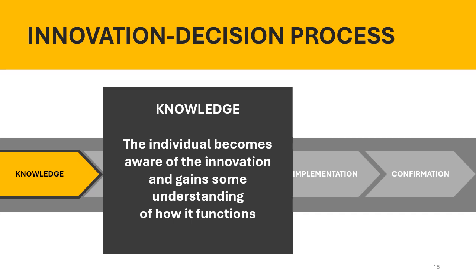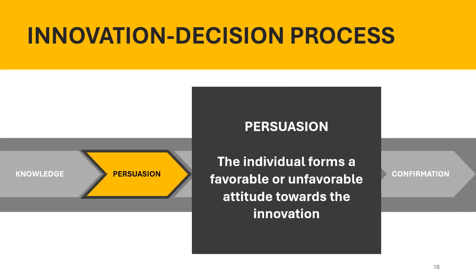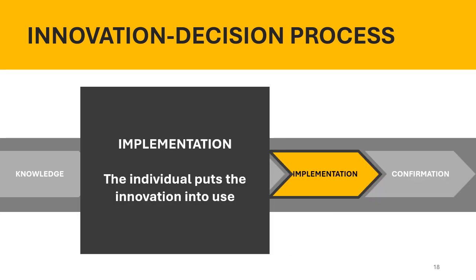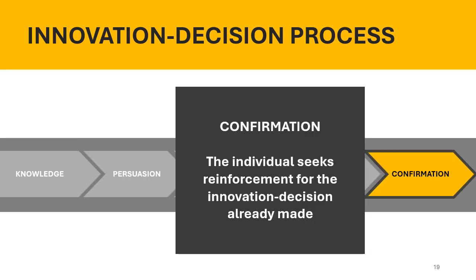Firstly, the individual becomes aware of the innovation. They gain knowledge of how it works. Secondly, they are persuaded. So the individual forms favourable or unfavourable attitudes towards the innovation. Thirdly, they make a decision. So the individual engages in activities that lead to a choice to adopt or reject the innovation. Implementation. The individual puts the innovation into use. And finally, confirmation. The individual seeks reinforcement for the innovation decision that they have already made.